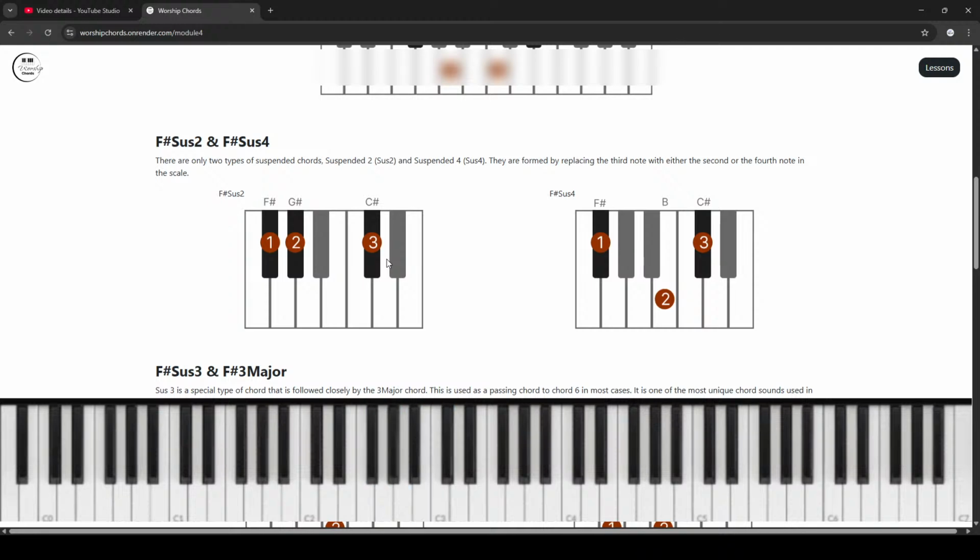Now those are the only suspended chords that we have officially. So this is suspended 2 and this is suspended 4. That's how you form a suspended chord.